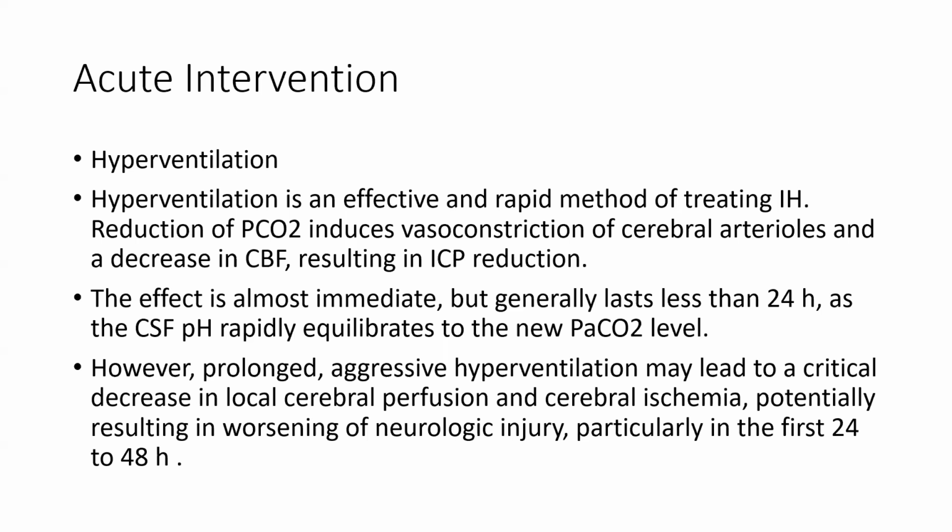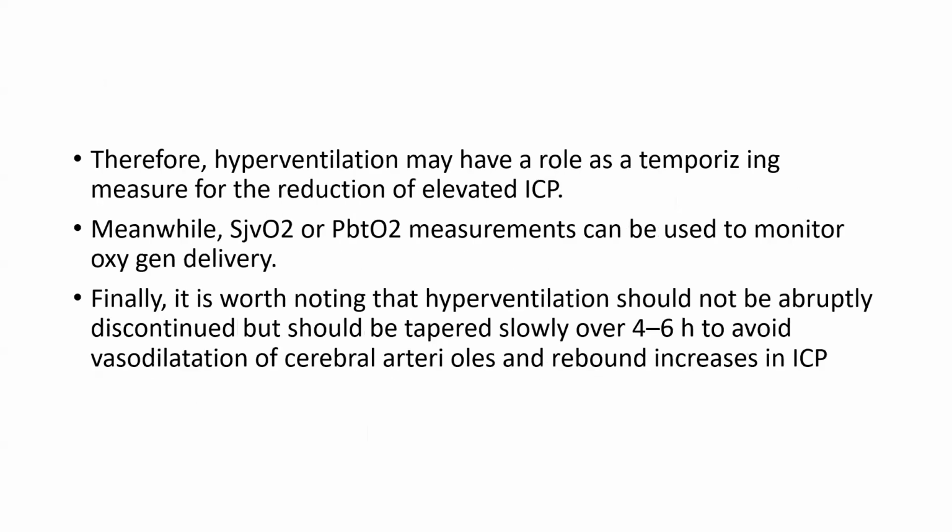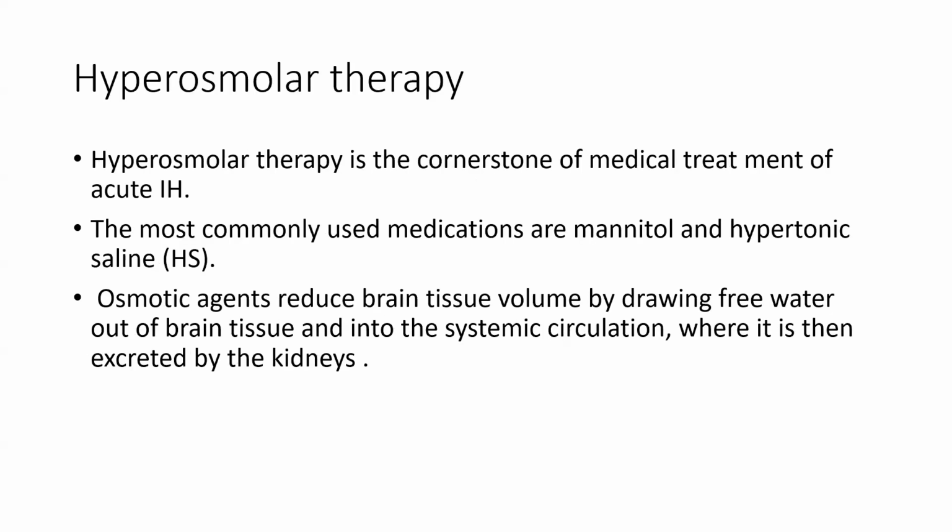Hence, prolonged and aggressive hyperventilation may lead to a critical decrease in local cerebral perfusion and ischemia, potentially resulting in worsening neurological injury in the first 24 to 48 hours. Therefore, hyperventilation has a role as a temporizing measure for reduction in ICP. Meanwhile, jugular venous saturation and PbO2 measurement can be used to monitor oxygen delivery. It is worth noting that hyperventilation should not be abruptly discontinued, but should be tapered slowly over 4 to 6 hours to avoid vasodilation of cerebral arterioles and rebound increase in ICP.